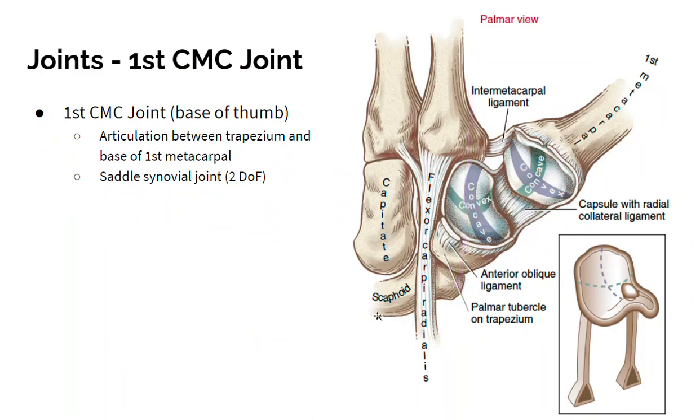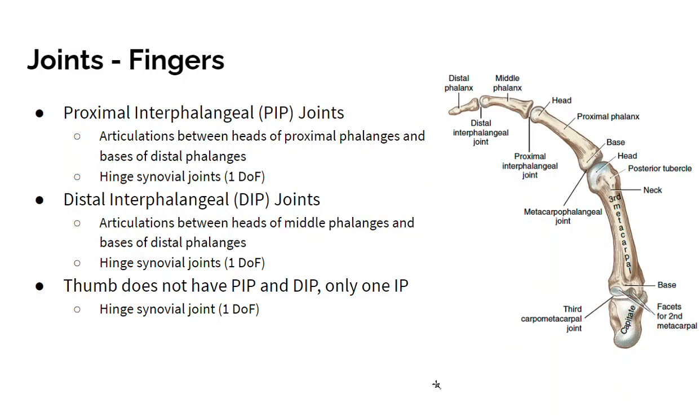Here's a detailed view of the base of your thumb, so your carpal metacarpal joint, and it has the concave and convex on both sides. So it is the definition of a saddle joint, which has a great range of motion. And again, it can abduct and adduct, flex and extend, and it is 90 degrees out of phase. Your fingers' proximal and distal interphalangeal joints can only flex and extend in the sagittal plane. And just note that your thumb does not have a PIP or a DIP. It only has one interphalangeal because it only has two phalanges.